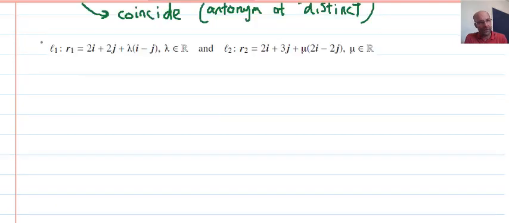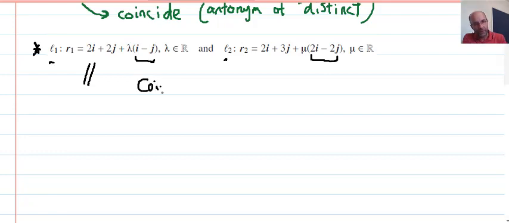Let's consider this case here. We've got two lines, L1, and we've got line L2, and they've got position vectors that describe them. We can see that these are clearly parallel. We can see that by looking at the direction vector part of the equation, and we have i minus j here and 2i minus 2j. So due to the existence of a scalar multiple, we have lines that are clearly parallel. But do they coincide? So that means one subsumes another one. Are they basically the same line?